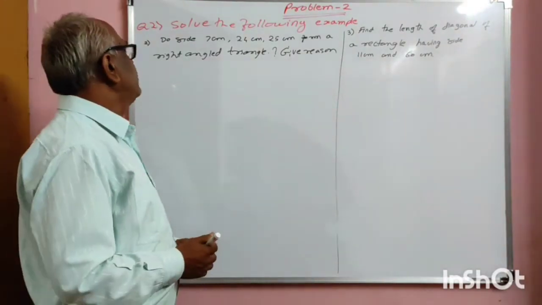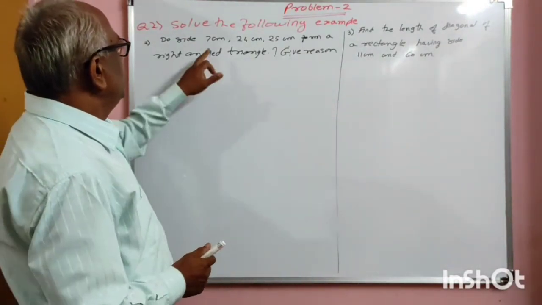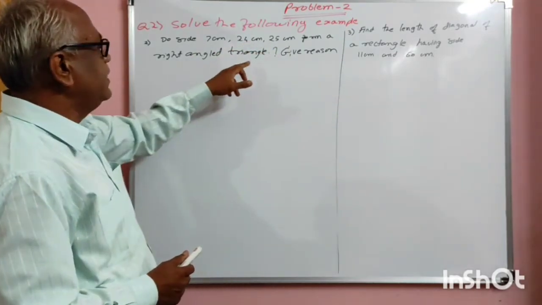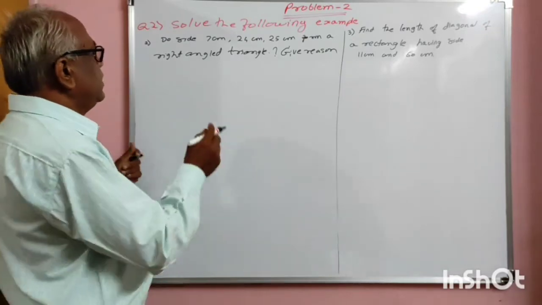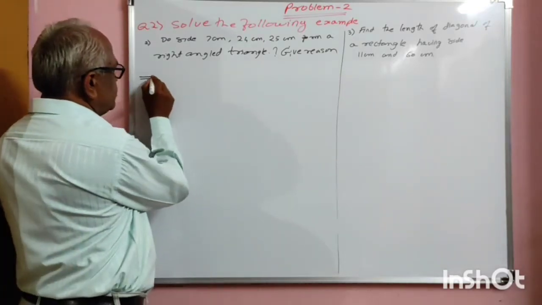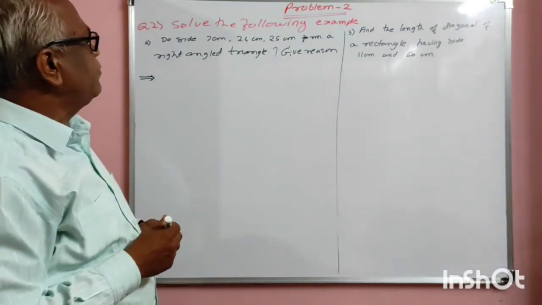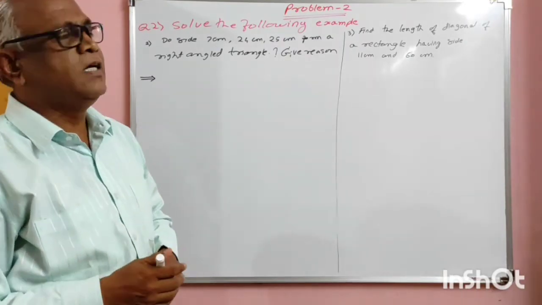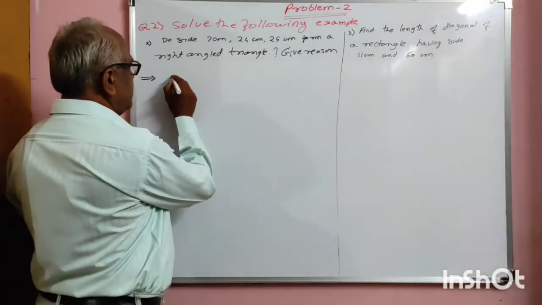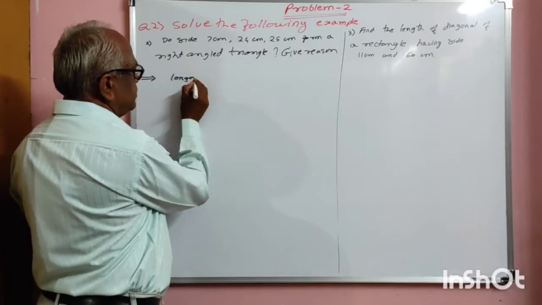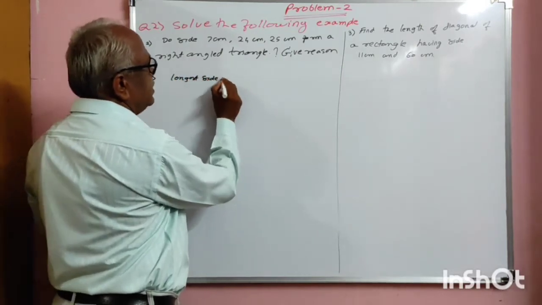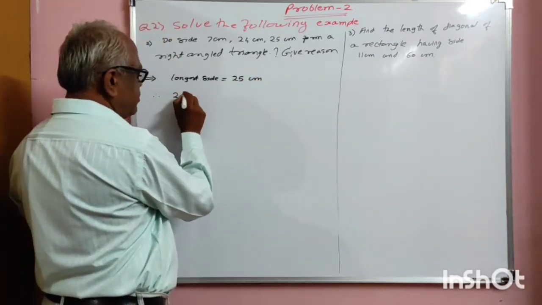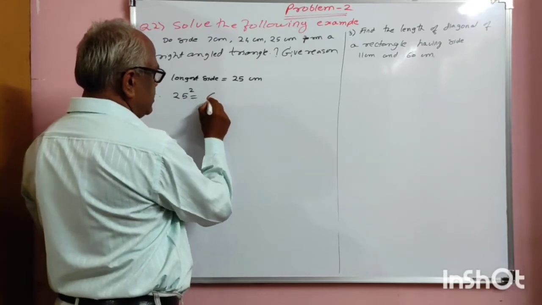Now question number 2, the second one. Do the sides 7 centimeter, 24 centimeter, 25 centimeter form a right angle triangle? Give reason. Now here, if we show that 7, 24 and 25 is a Pythagorean triplet, then we can say that the given triangle is a right angle triangle. So here the longest side is equal to 25 centimeter. Therefore 25 square is equal to 625.